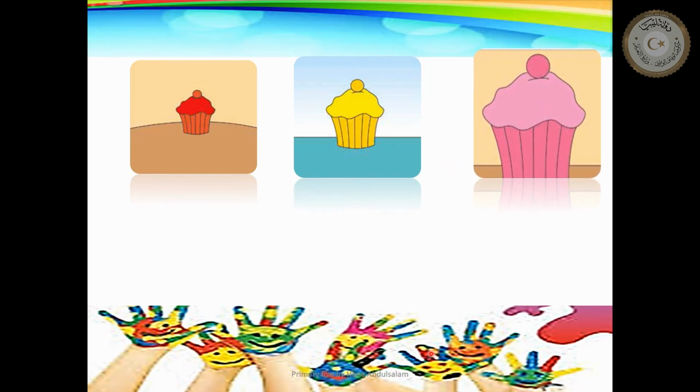What about the pink cake? The pink cake is the biggest. So the yellow cake is bigger than the red cake, and the pink cake is the biggest. So we have big, bigger, biggest. Big, it is a big cake. The yellow cake is bigger than the red cake, and the pink cake is the biggest.